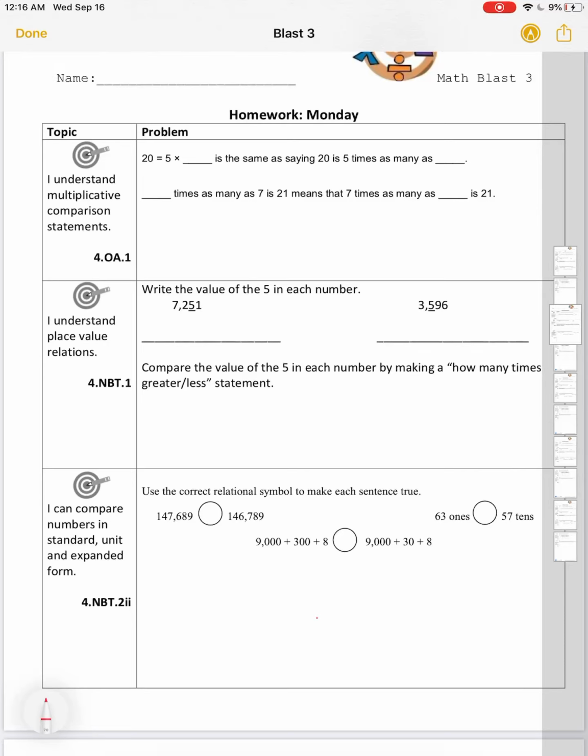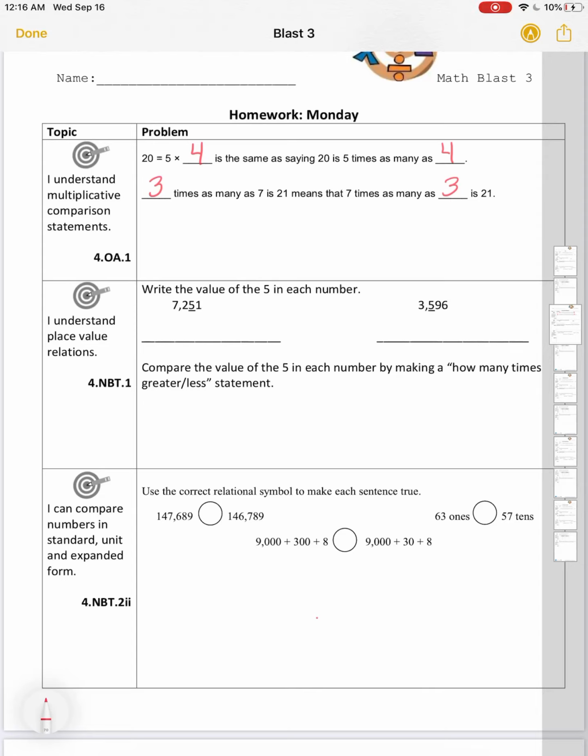Math Blast 3. I understand multiplicative comparison statements. 20 equals 5 times 4 is the same as saying 20 is 5 times as many as 4. Blank times as many as 7 is 21. Well, I know that 3 groups of 7 is 21. So 3 times as many as 7 is 21 means that 7 times as many as 3 is 21.